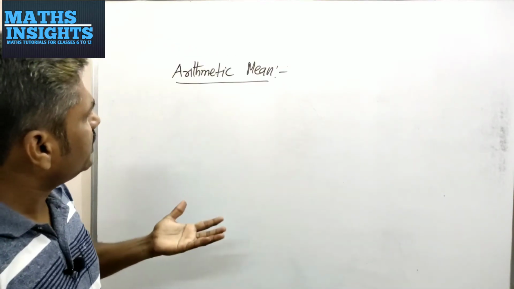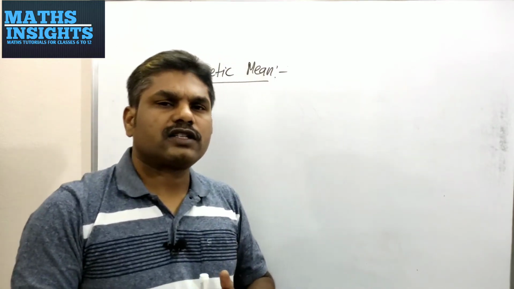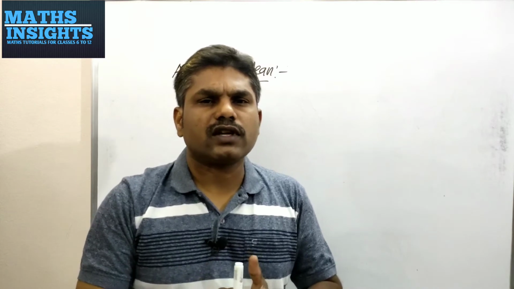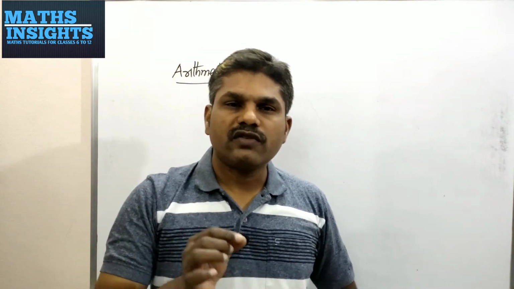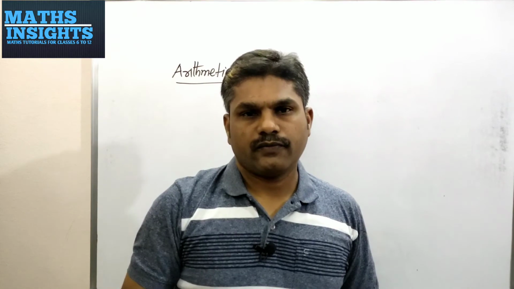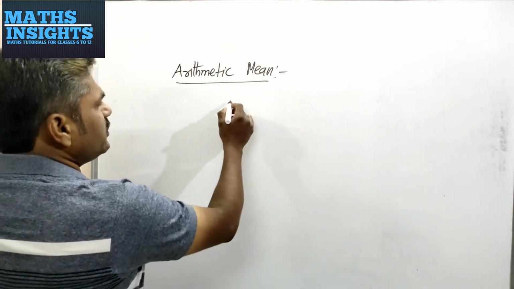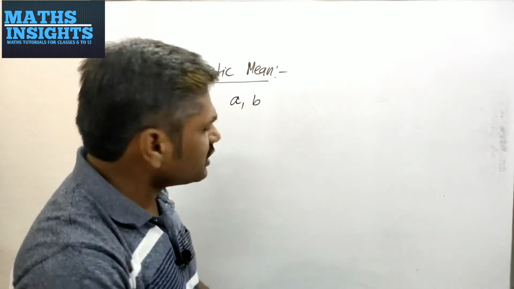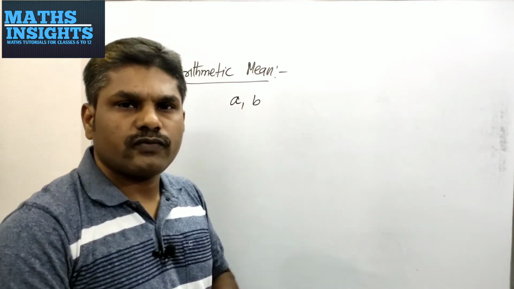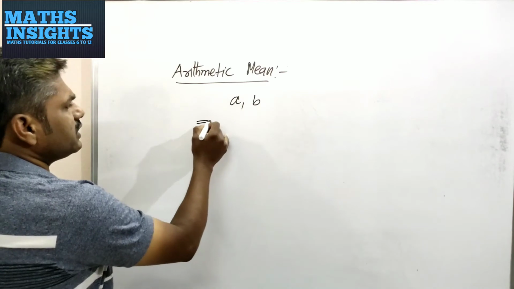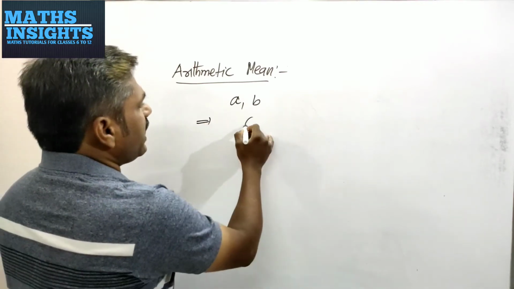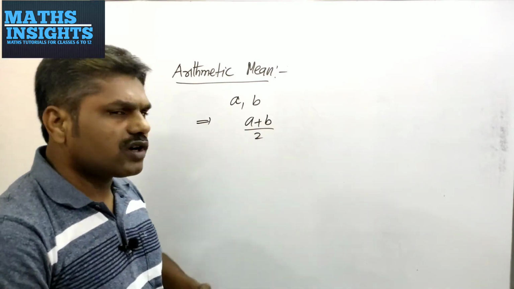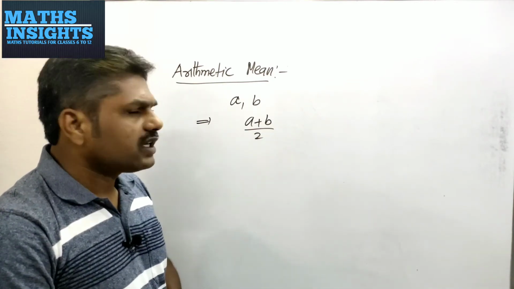Next is arithmetic mean. What is meant by arithmetic mean? How to insert different numbers of arithmetic means between two given numbers. Suppose I am taking a and b and I want to find the arithmetic mean of these two. See, arithmetic mean is obtained by adding the terms and dividing by 2. This is called the arithmetic mean of a and b.